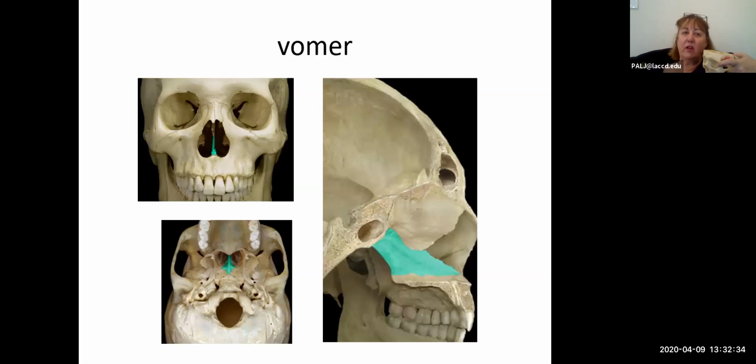The next bone we want to learn about is the vomer. And for the vomer, go back inside the nasal cavity where you had the bony nasal septum dividing it into right and left nasal cavities. So if you recall, when we were talking about the ethmoid bone, we were only talking about the bony part coming down from above. Now we're talking about a bony partition coming up from below.